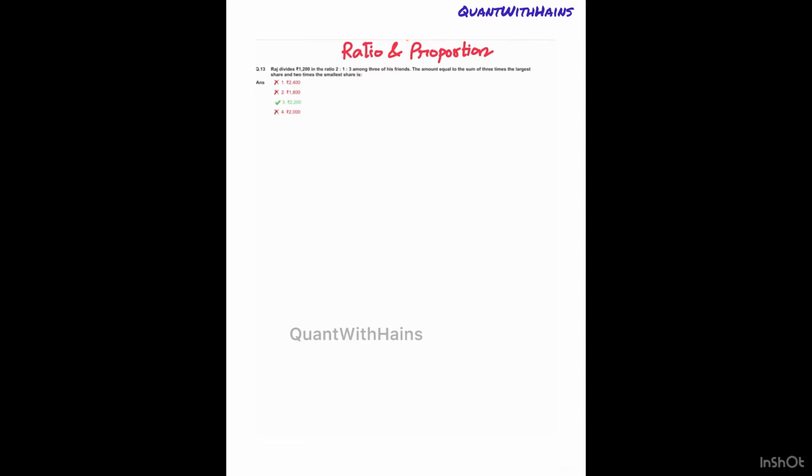Ratio 2:1:3. Here 1200 rupees is there. He is sharing among his 3 friends in the ratio of 2:1:3. That means 2x, x, 3x. The amount equal to the sum. Sum means addition. We need to do addition.